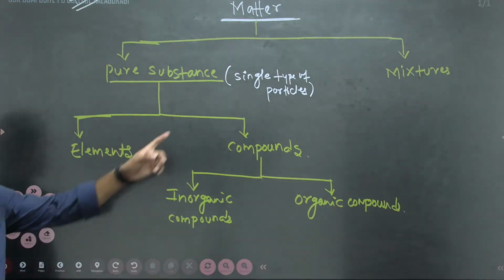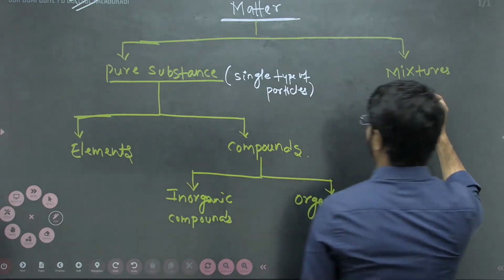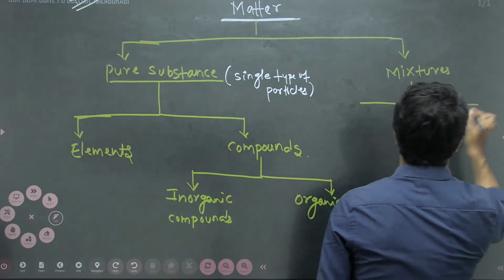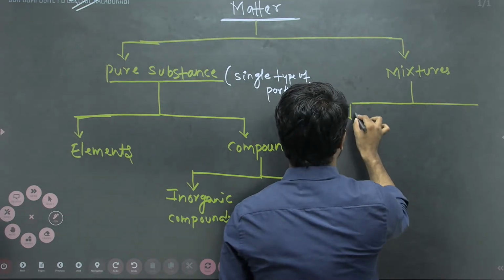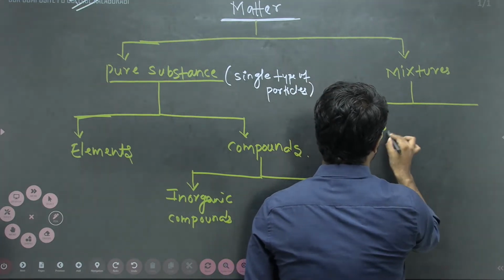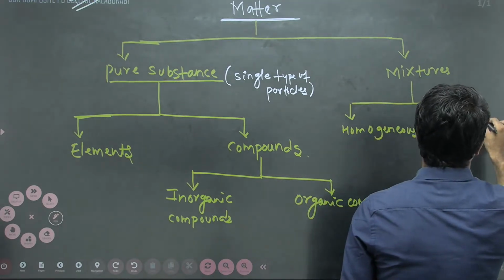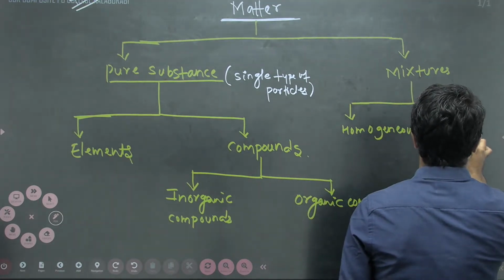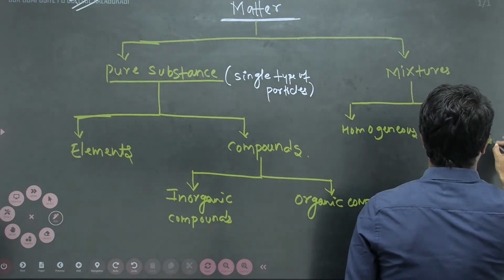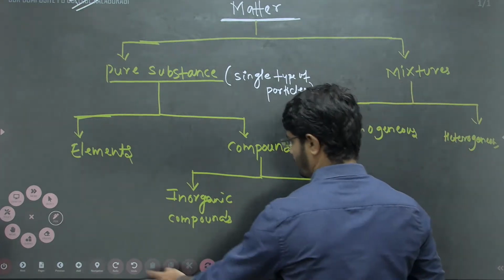Moving on to the other part, our mixture. Mixture is classified into two important parts. One is homogeneous mixture and another one is heterogeneous mixture. Right? Let me write it.